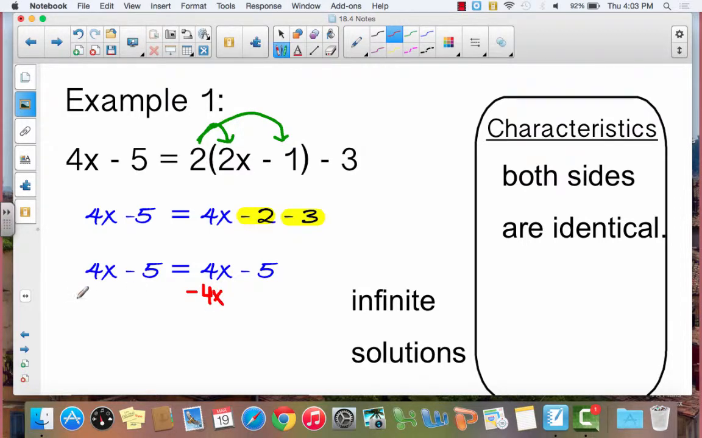And then I would come to the other side and I would subtract 4x. And you'll notice what happens is our variable actually cancels out on both sides of the equation. And it leaves me with my two constants, -5 equals -5. Now, since that is a true statement, that will also lead me to believe that there are infinite solutions.